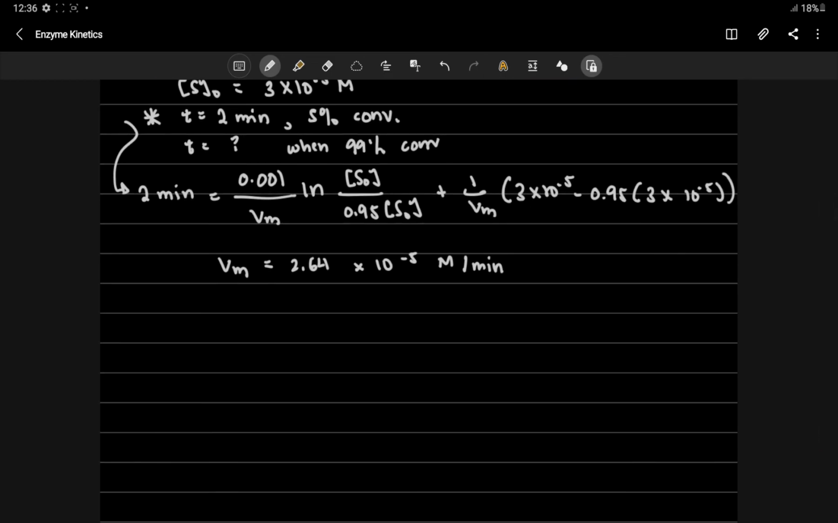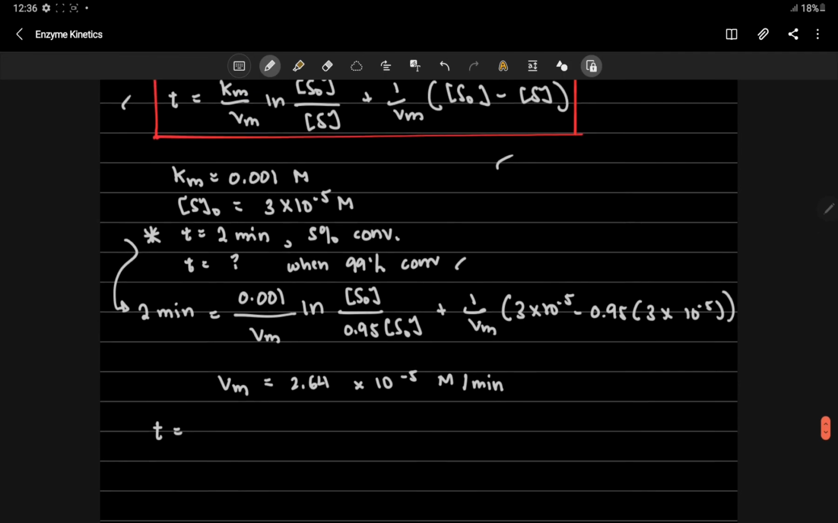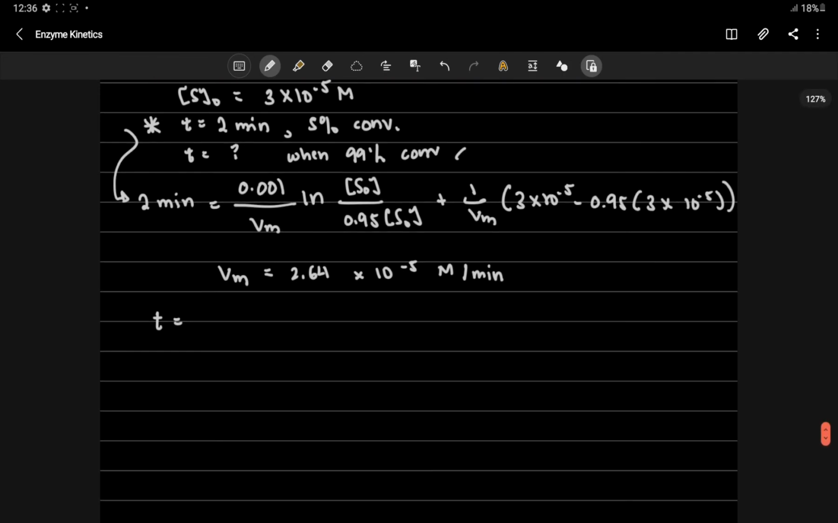Okay, so hindi pa dyan nagtatapos. Again, ang tanong is this. Gaano katagal to achieve 99% conversion? We can now answer that because we know now Km and Vm. Okay, and we know the conversion. So, T is what we're looking for. Equals. So, ano ba yung formula? Nandito tayo. Km over Vm. So, Km is 0.001. Vm is, ito na, yung nakuha natin kanina, 2.64 times 10 minus 5.